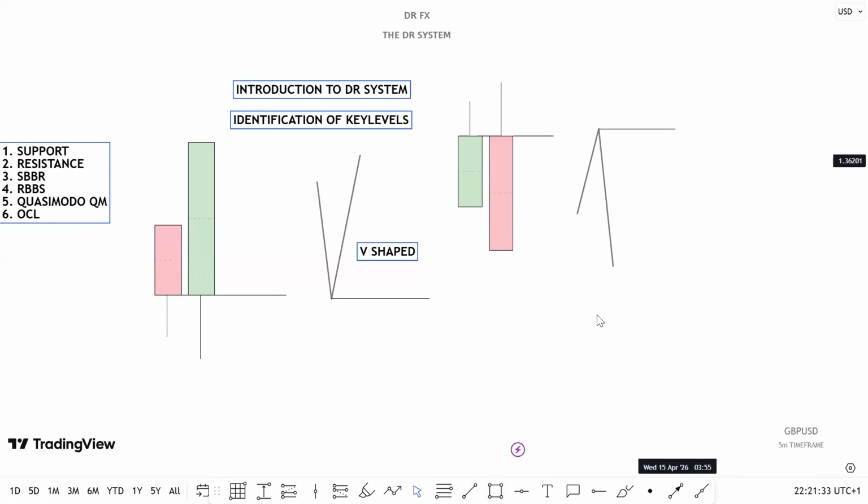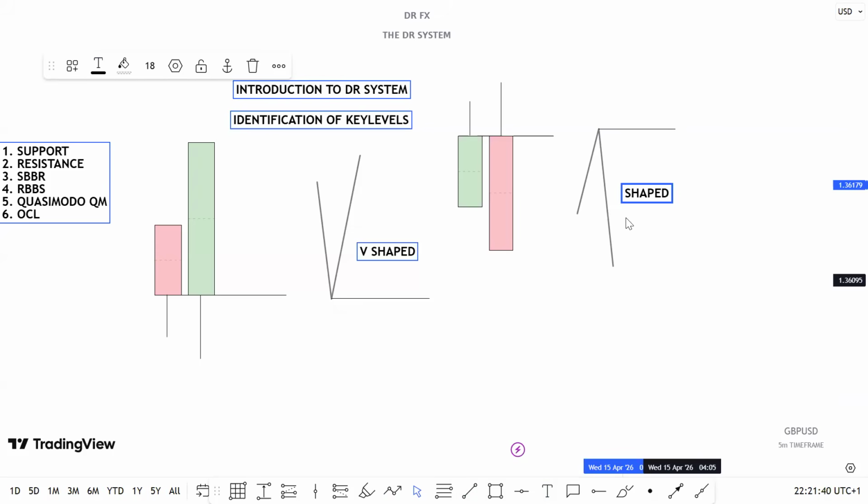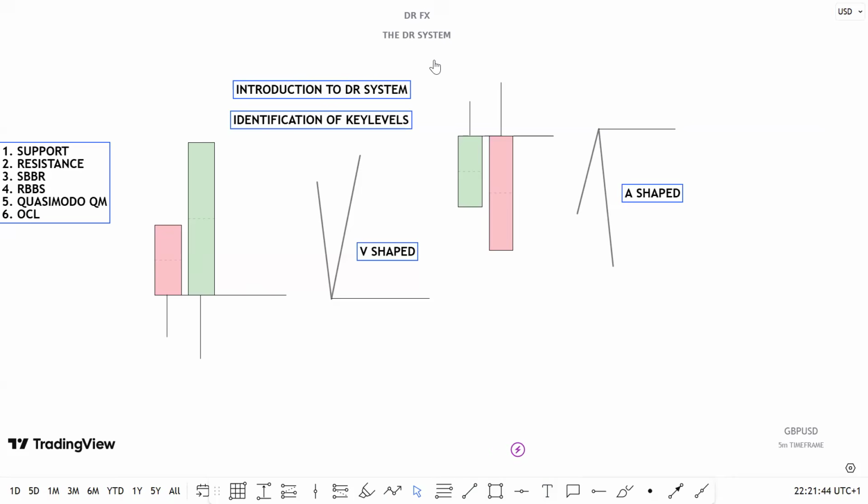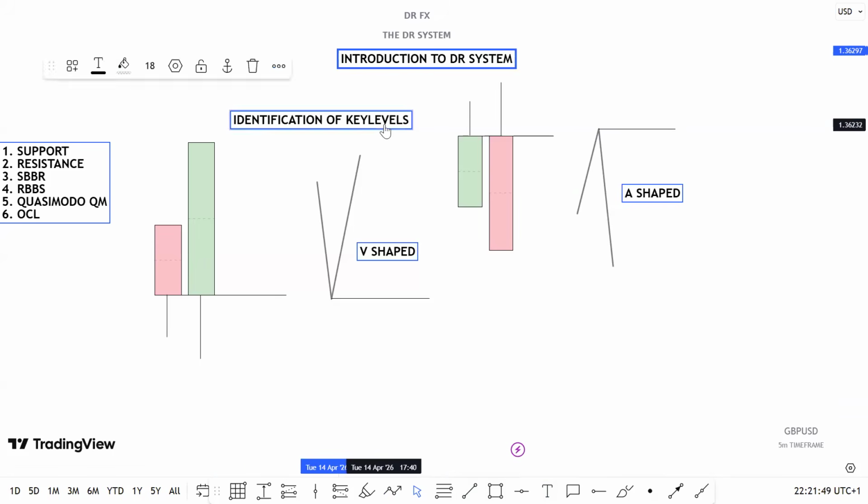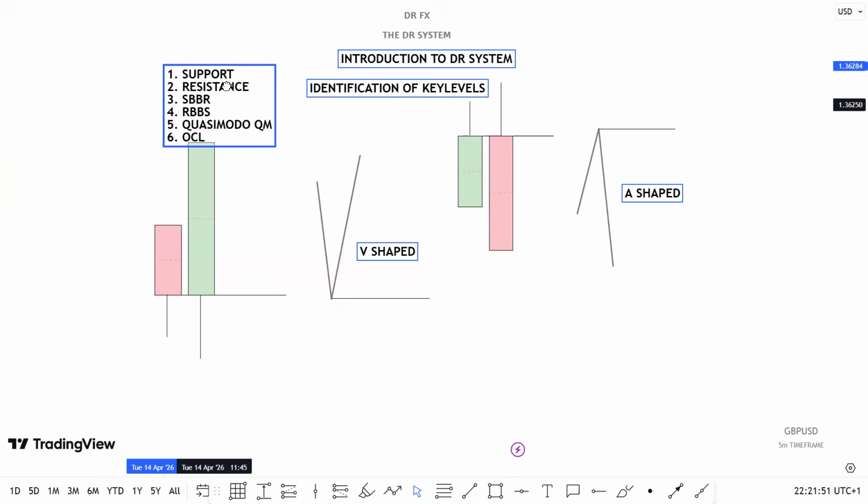So it's what? An A-shaped key level. Now, anytime the market gets to this zone, you are going to be making a decision. It doesn't mean you're going to buy or sell. No, you're going to be making a decision because key levels are decision points in the market, right?